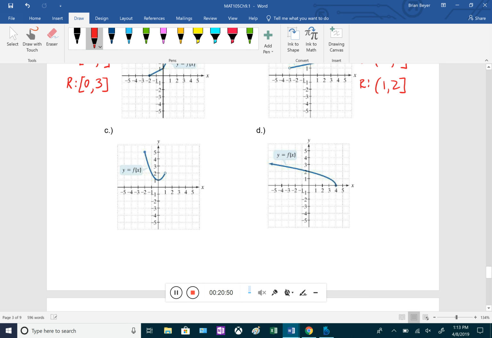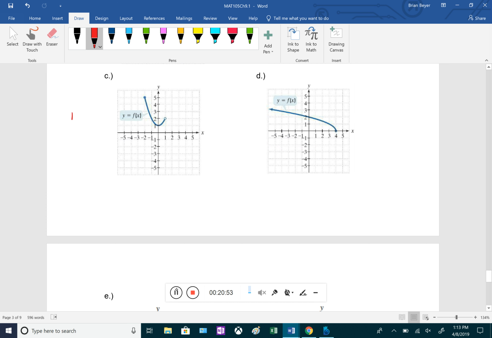Okay, for C, for the domain, going left to right, it goes from -2, sorry, -2 to 1, bracket on -2, parenthesis on 1 because it was an open circle. For the range, we're going to be going bottom to top. So it goes from right here to right here, from 1 to 5. It is directly cutting through that 1. That means we include it with a bracket. So 1 to 5, and both of them get brackets. Because at 5, it was a closed circle.